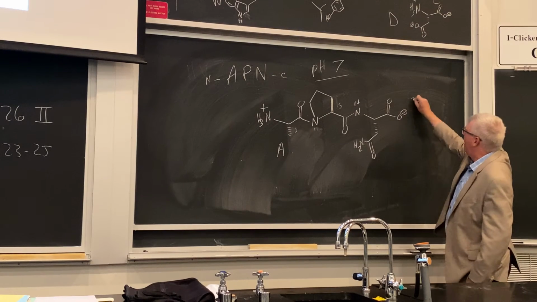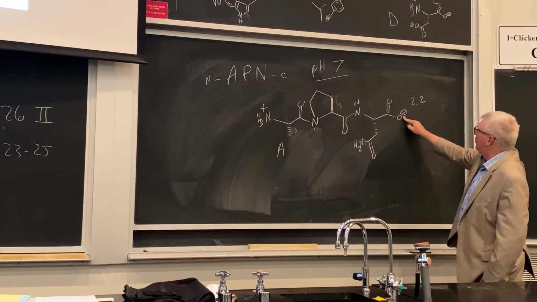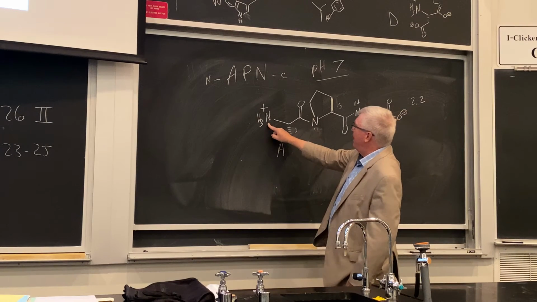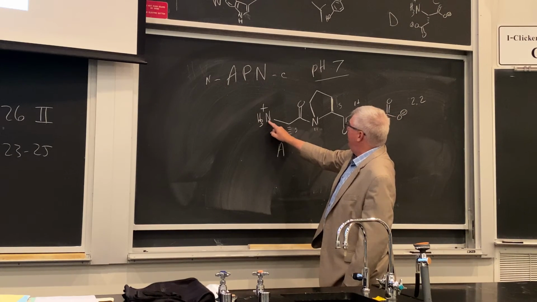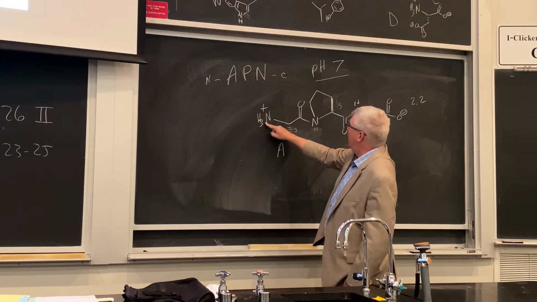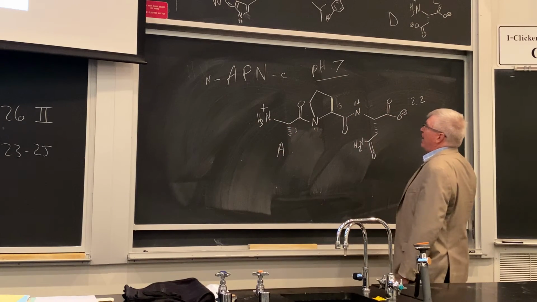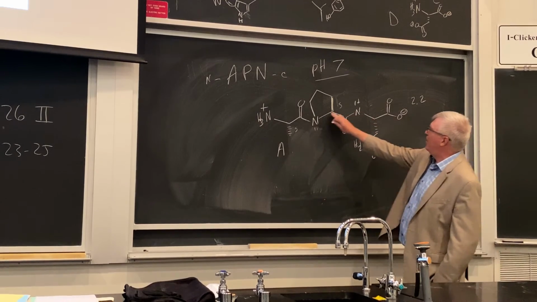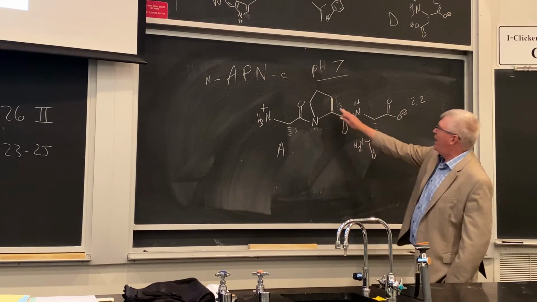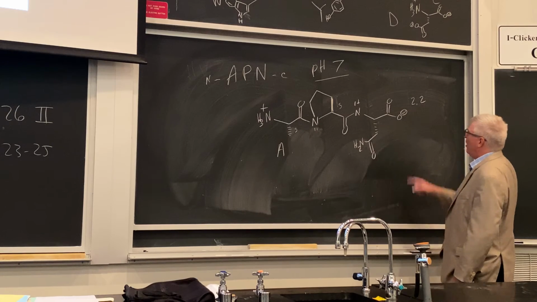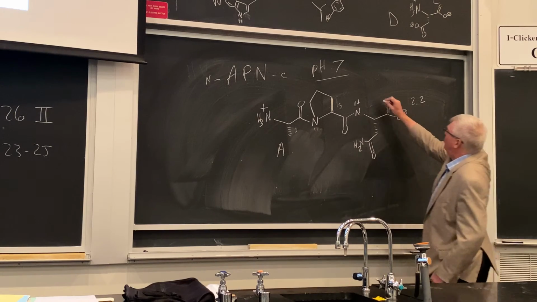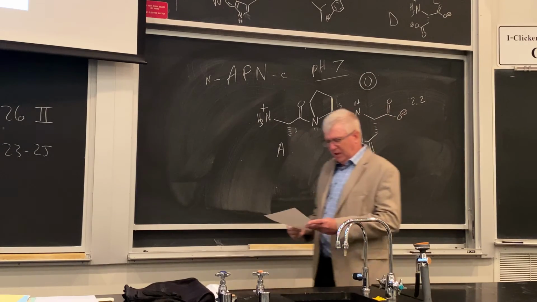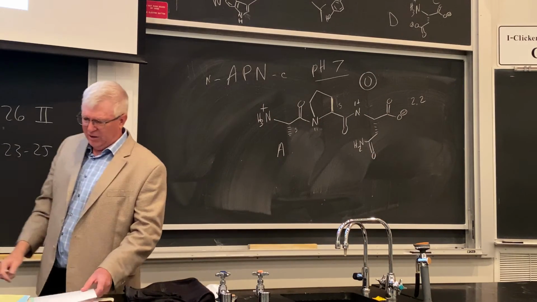You're on the basic side of that pKa, which is 2.2, and this pKa is about 9.8, whatever. And you're on the acidic side when you're at pH 7 of that. So overall, APN here would have that structure. Pay attention to the stereochemistry and the ionization. We have neutral side chains on all these. So our overall charge at pH 7 is 0. So that's a good approach to do it.